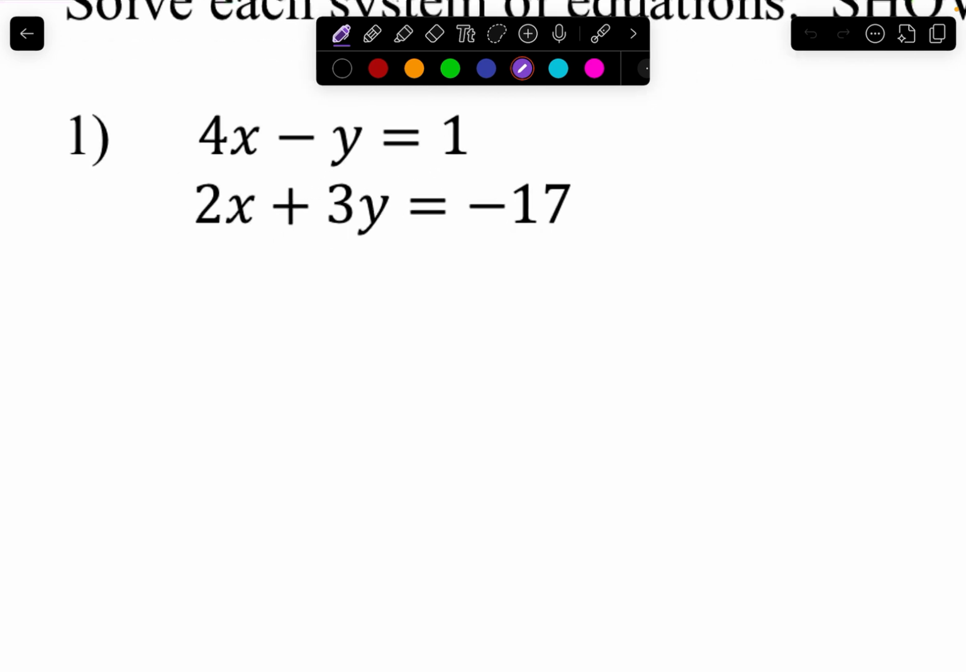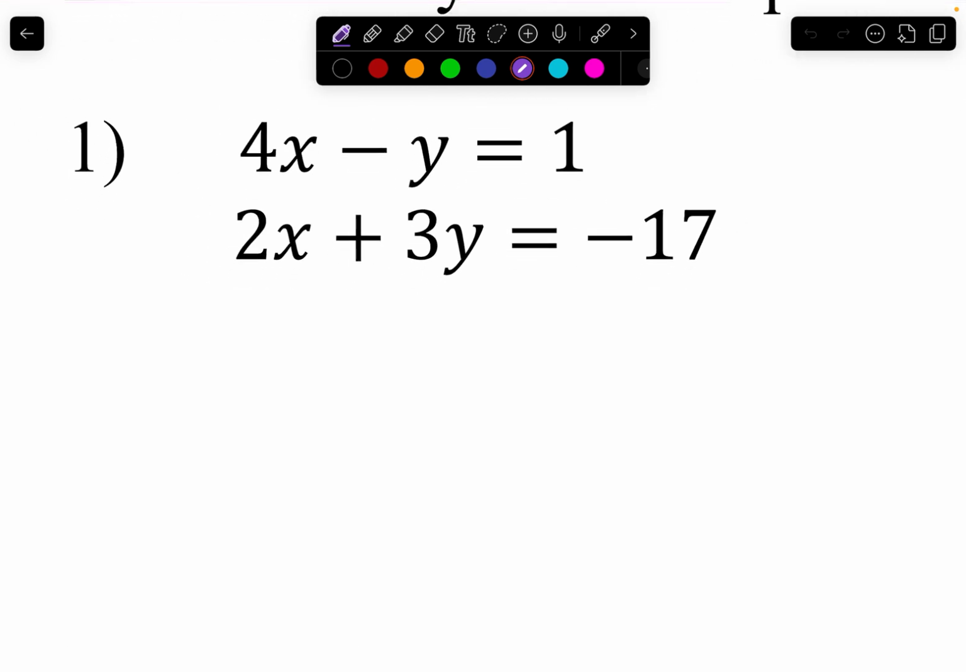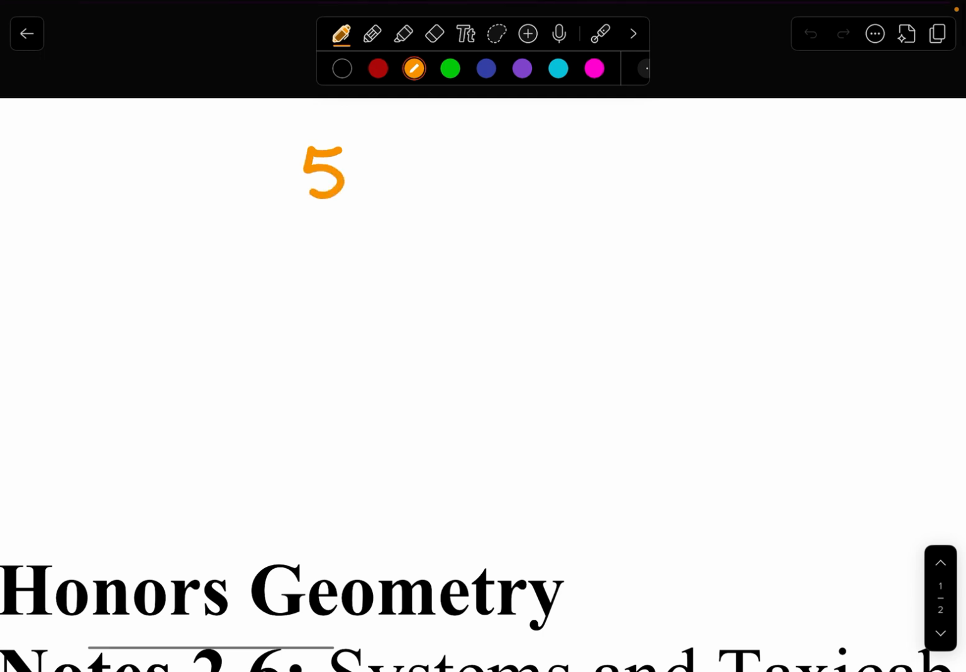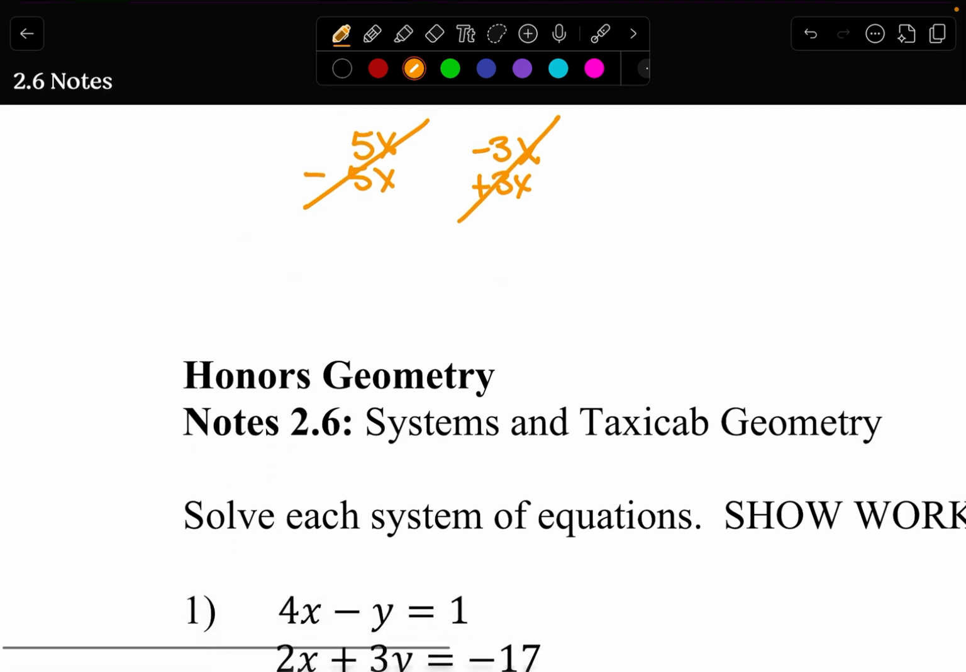And as a reminder, elimination is when you have the same variable with the same coefficient, but one being positive and one being negative. So for example, if I have 5x, I can eliminate 5x by subtracting 5x. Those two things cancel. I could say the same thing as if I have a negative 3x. If I had a positive 3x, those cancel. So my goal with solving by elimination is to have the same variable with the same coefficient in front, but one being positive and one being negative.